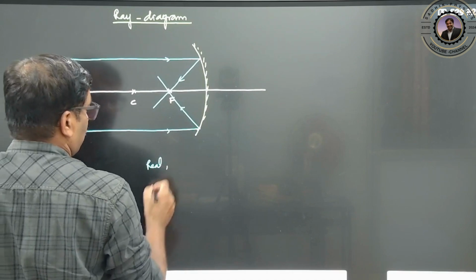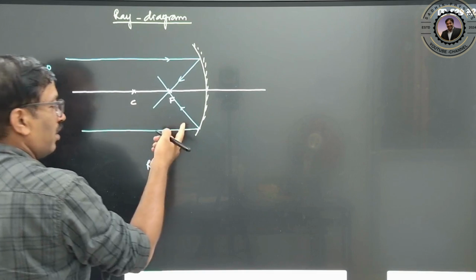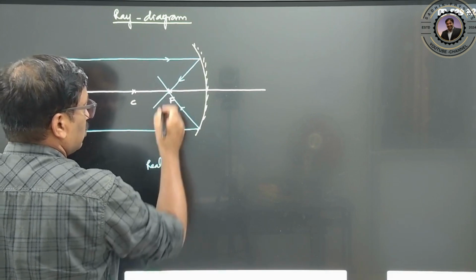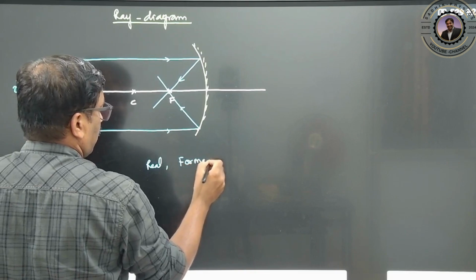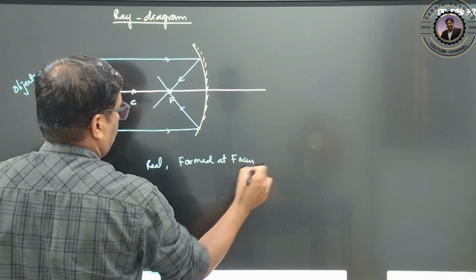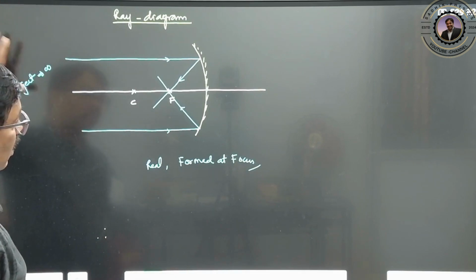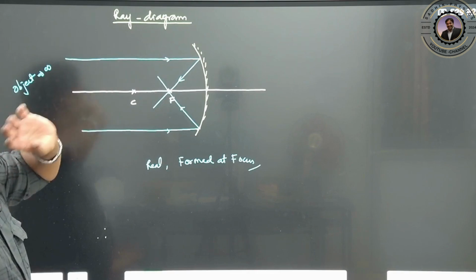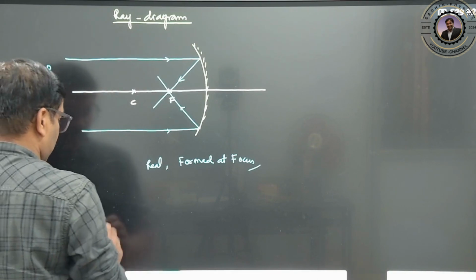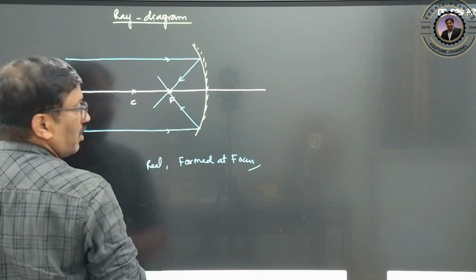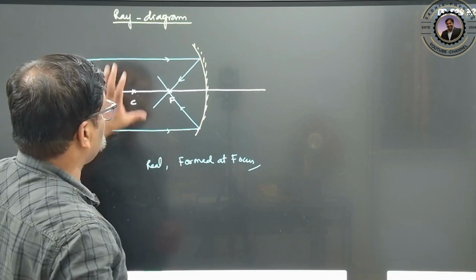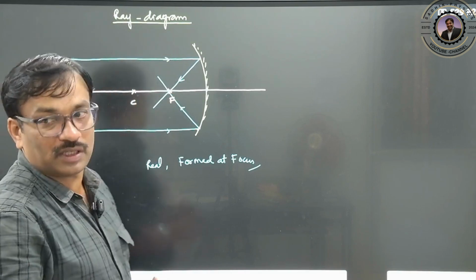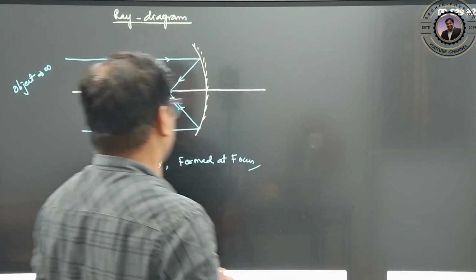You understand? So based on this, we cannot clearly tell whether it is inverted or erect, but it is formed at the focus. That means if an object is at infinity, the image will be formed at the focus. Actually if you really see, there will be an inverted image, and it becomes smaller in size, that's why you can call it diminished. Clear? So it is real, inverted, diminished and formed at the focus. This is actually the image.